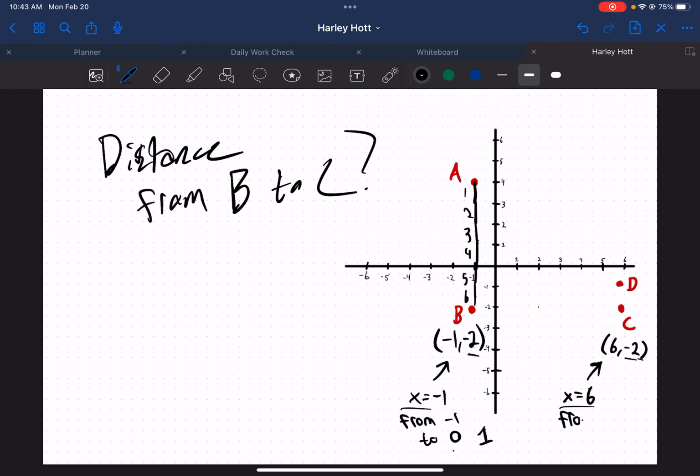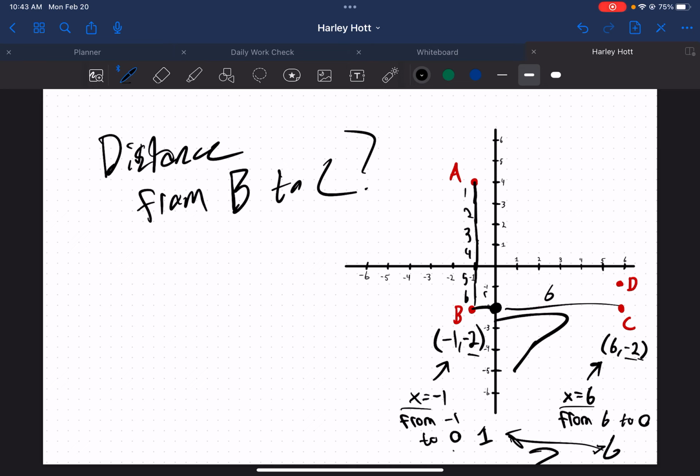From 6 to 0, I have to go a distance of 6. So I have this 1 and 6. So if they were to sort of meet up on the x-axis right here, or sorry, the y-axis, one would have to go 1 and the other one would have to go 6, right? So the total distance is 7. Yeah. 1 and then 6 combined makes this whole distance 7.